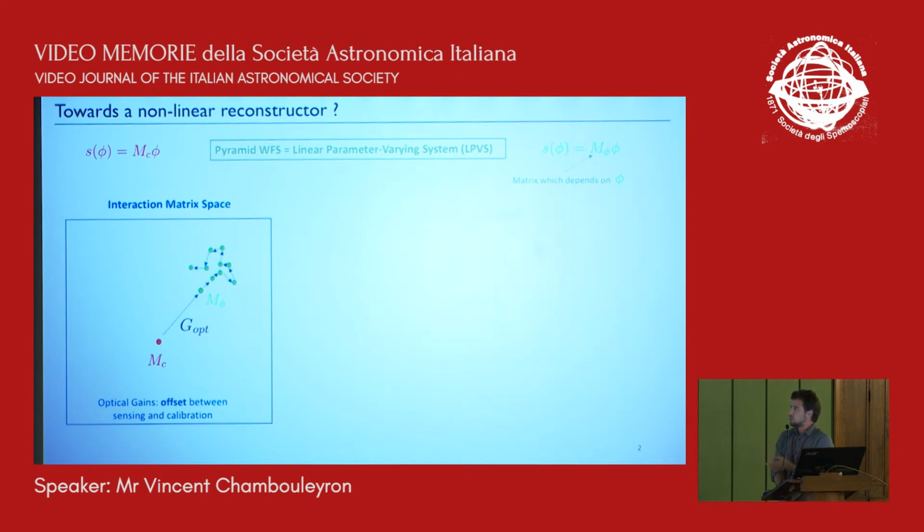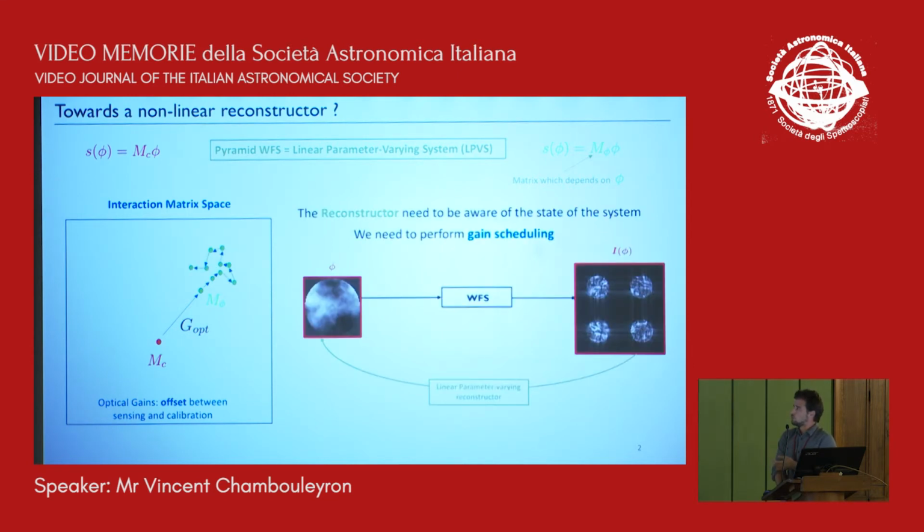Okay, so it's moving. If we want to use a linear parameter varying reconstructor, we want to be aware of the state of the system, and so we need to do what we call gain scheduling. So it's trying to follow this interaction matrix on the fly. For that, we need to have some information about the phase that we implement in the reconstructor. And we want to do it frame by frame.